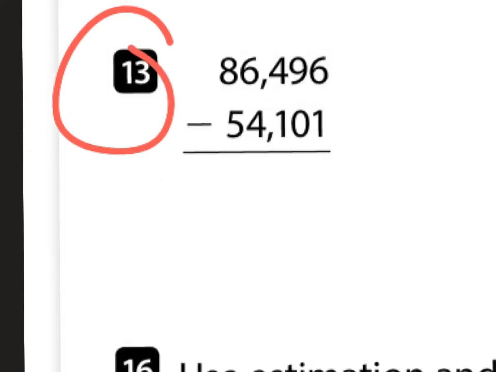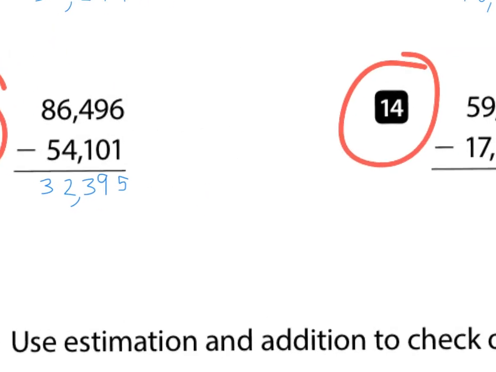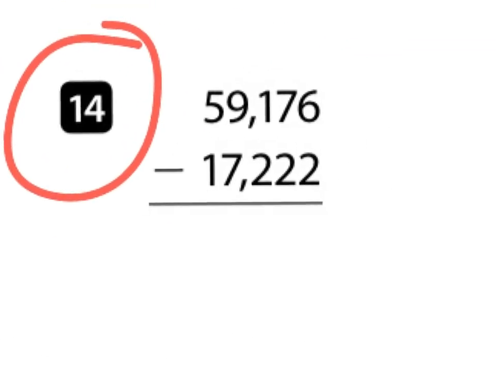Start in your units place. We have a difference of 5. My tens place, we have a difference of 9. My hundreds place, we have a difference of 3. My thousands place will give me a difference of 2. And my 10,000s place will give me a difference of 3. My total difference is 32,395. All right, number 14.